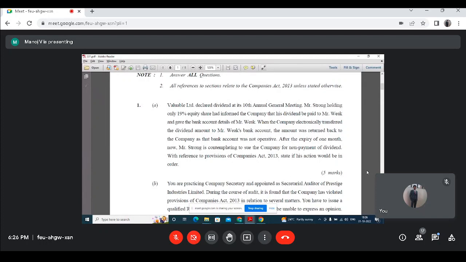Valuable Limited declared dividend at its 10th annual general meeting. Mr. Strong, holding only 19% equity share, had informed the company that the dividend is to be paid to Mr. Week and gave the bank account details of Mr. Week. When the company electronically transferred the dividend amount to Mr. Week's bank account, the amount returned back to the company, as that bank account was not operative, and after the expiry of 1 month, now Mr. Strong is contemplating to sue the company for non-payment of the dividend. With reference to the provisions of Companies Act 2013, state if his action would be in order.